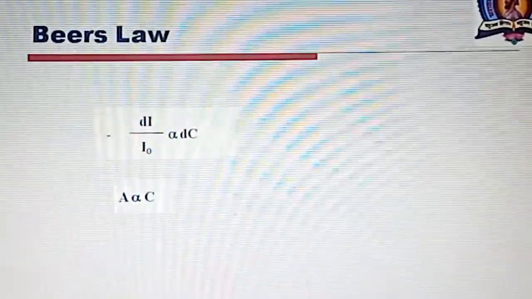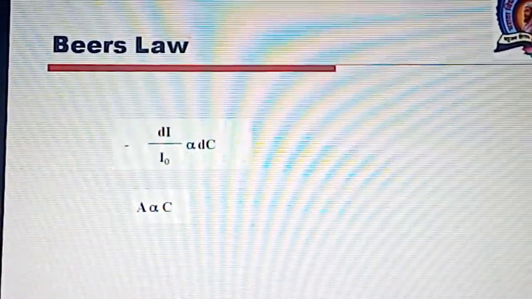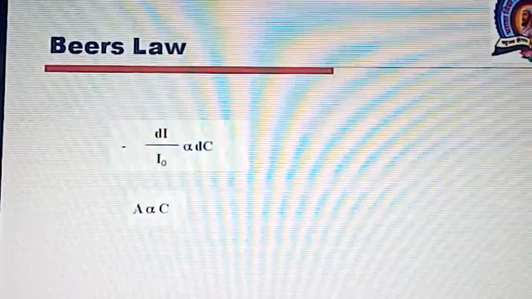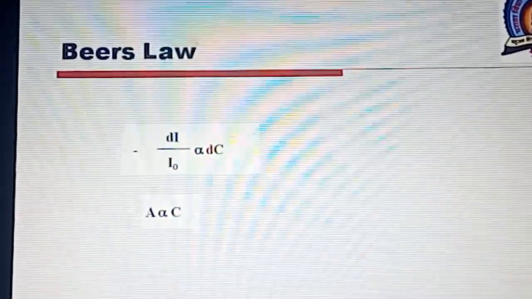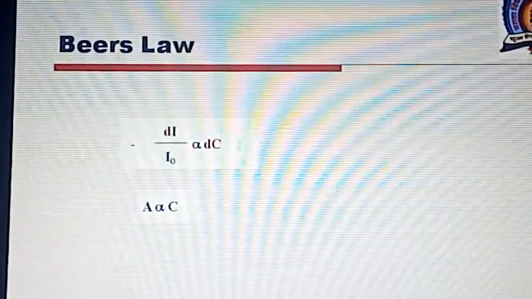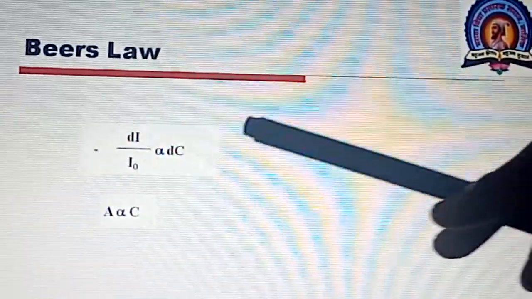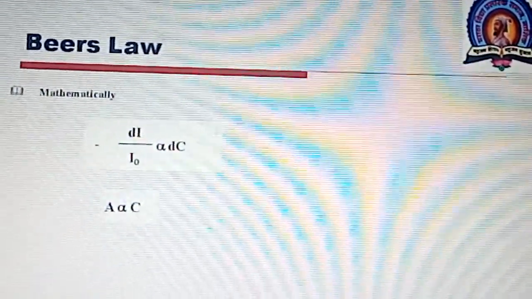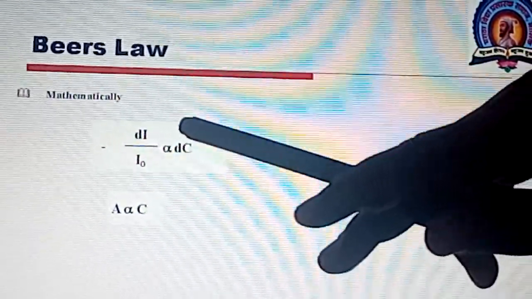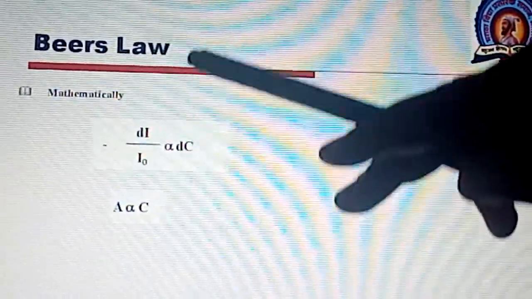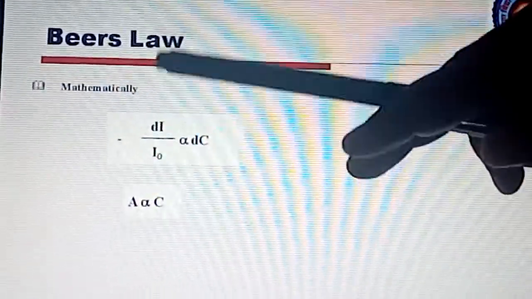Then second one is Beer's law. The statement of the Beer's law is when a beam of monochromatic light is passed through a transparent solution, the decrease in intensity of incident radiation is directly proportional to concentration at constant path length, right? So mathematically it is expressed as minus dI upon I0 is directly proportional to what? dc. So this c stands for what? Concentration, right?